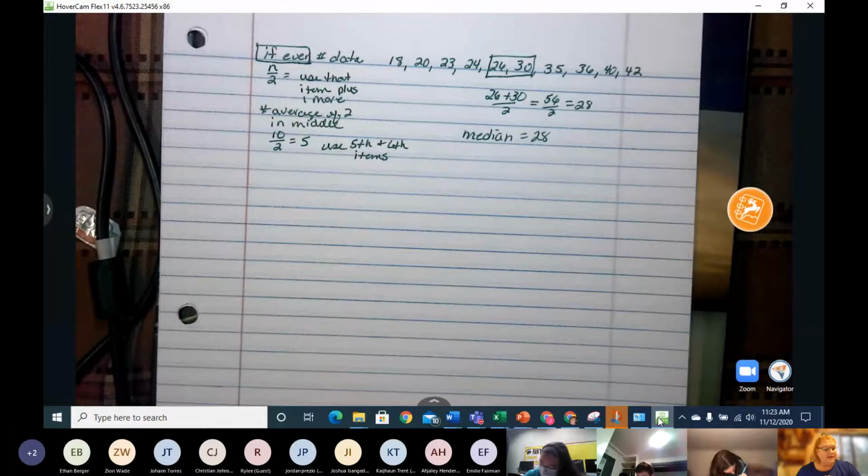So median is pretty easy. It's not a lot of calculation involved, and it does depend on whether it's an even or odd number of data items.